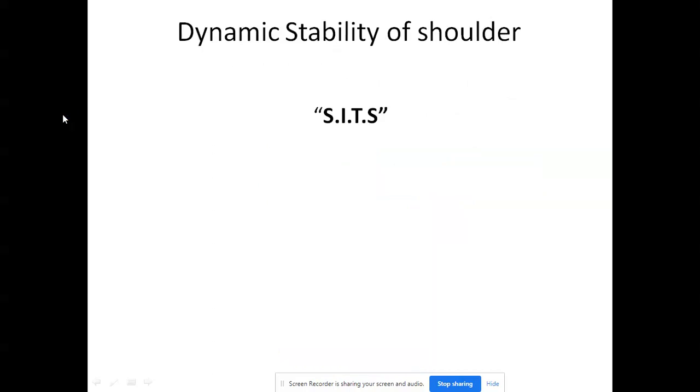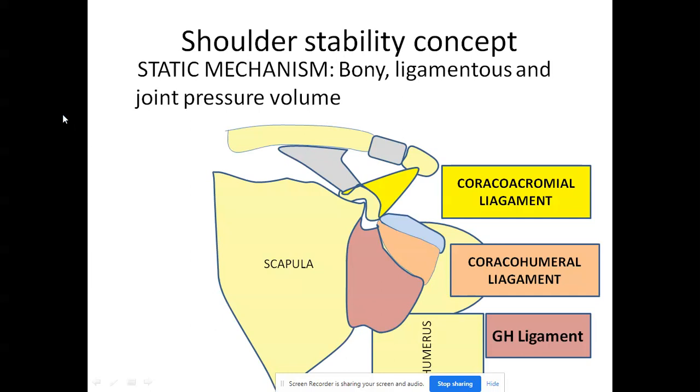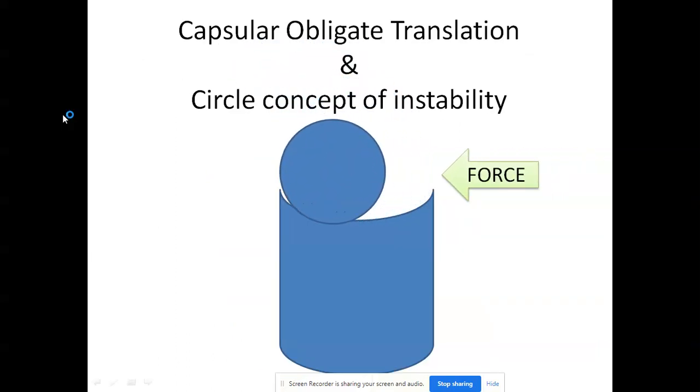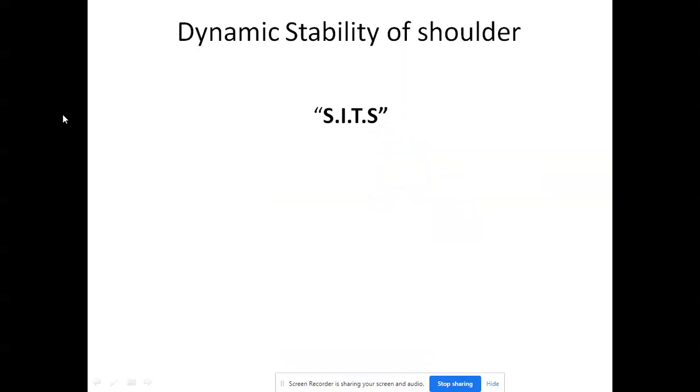Coming to the next point, we saw what is the static shoulder concept, in which we saw joint bony, ligamentous, and joint pressure and volume. We saw capsular obligate translation. We saw the circle concept of instability. Now we are seeing dynamic stability of the shoulder. First point, rotator cuff muscles. I have already explained the rotator cuff muscles, that is SITS. This is all anatomy. That is your supraspinatus, infraspinatus, teres minor, and subscapularis.